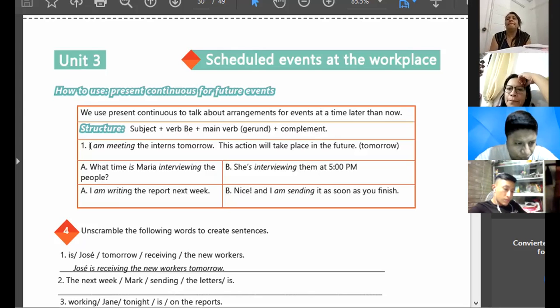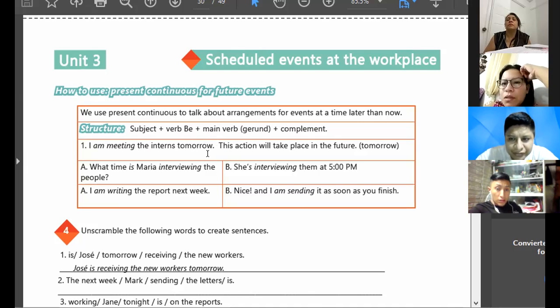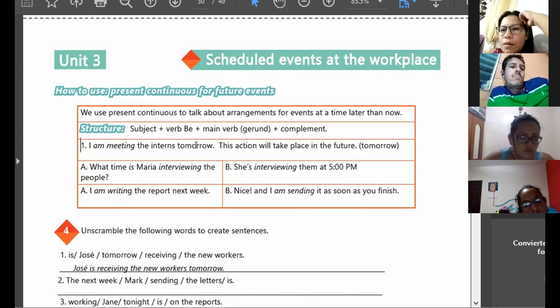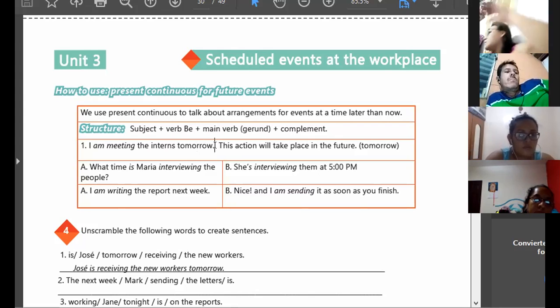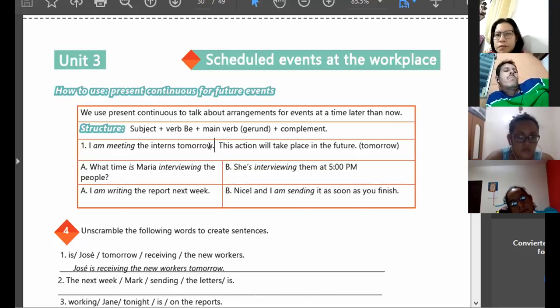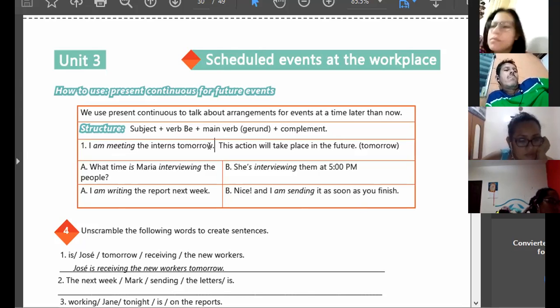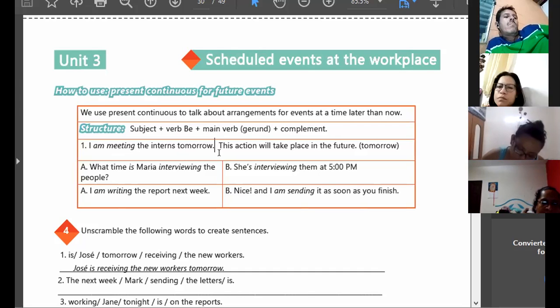Let's see the first example. Juan Carlos, please read the first example. I am meeting the interns tomorrow. Thank you. When is taking place this activity? It says tomorrow. Tomorrow, okay. So tomorrow is the future. What do we use? The present continuous. And we say, I am meeting the interns tomorrow. Me reuniré, right? O me reúno, me reuniría, me voy a reunir, okay? I'm meeting the interns tomorrow, okay?